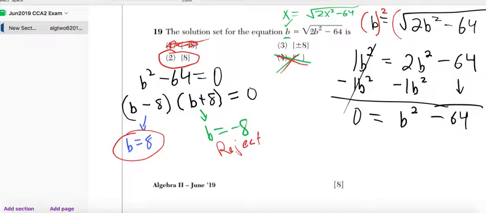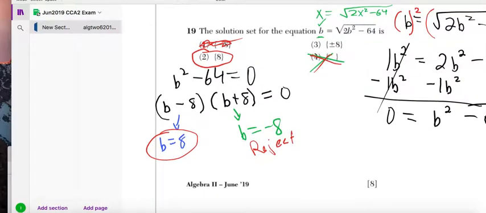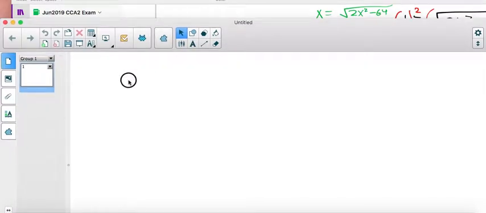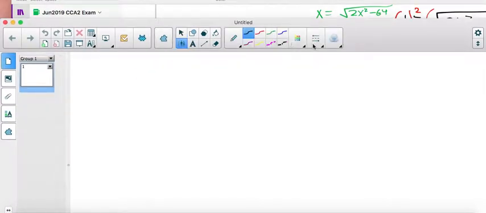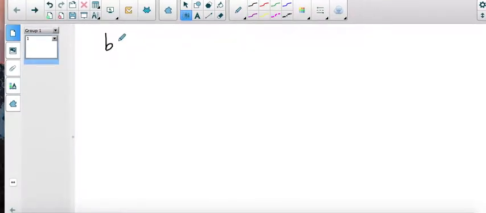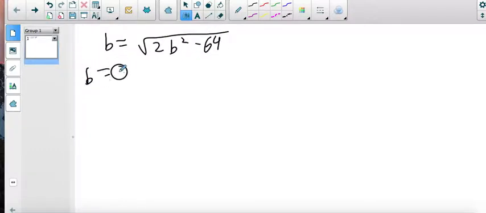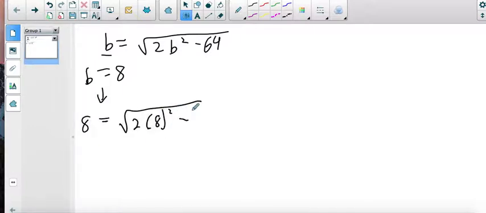So if we substitute into the original equation, right? Let's go to the smartboard where I have b equals the square root of 2b squared minus 64, right? If I substitute b equals positive 8 into the equation, I end up with 8, where I substitute this 8 for b, equals square root of 2 times 8 squared minus 64.